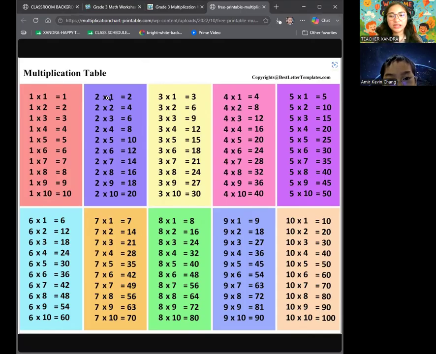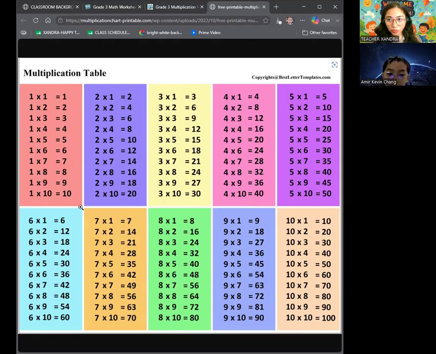Okay, multiplication table of 2. 2 times 1 equals 2. 2 times 2 equals 4. 2 times 3 equals 6. 2 times 4 equals 8, 2 times 5 equals 10, 2 times 6 equals 12, 2 times 7 equals 14, 2 times 8 equals 16, 2 times 9 equals 18, 2 times 10 equals 20.